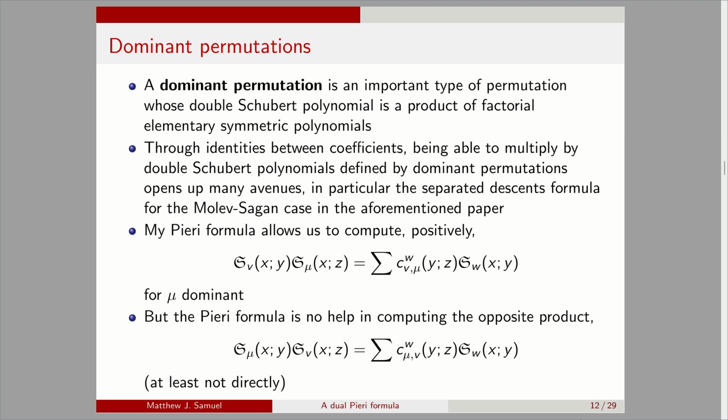So my Pieri formula allows us to compute positively S_v(x,y) times S_mu(x,z), where mu is dominant. However, the Pieri formula is not directly useful in computing the opposite product, S_mu(x,y) times S_v(x,z). Now, I say not directly. It is, in fact, the key to computing this product, but not in the same way. It's a bit more complicated.